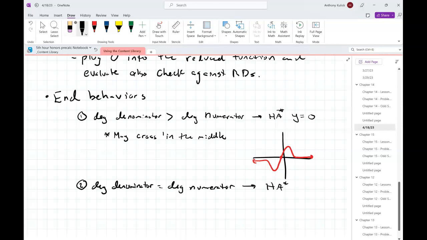In that case, again, we get that horizontal asymptote where y equals the leading coefficient from the numerator divided by the leading coefficient from the denominator. And how do we find the leading coefficient for a polynomial? It's the number in front of the biggest variable, or biggest degree variable in the polynomial, right?